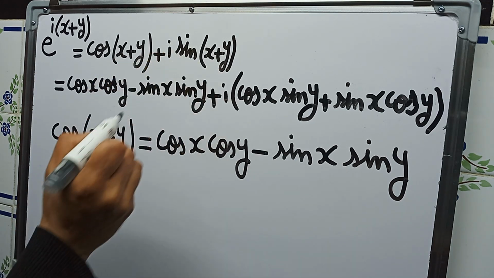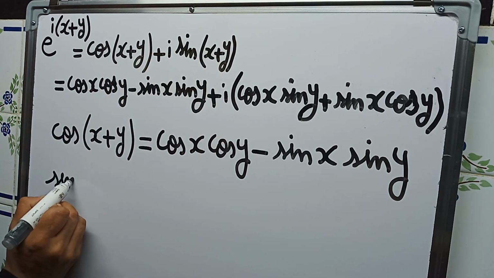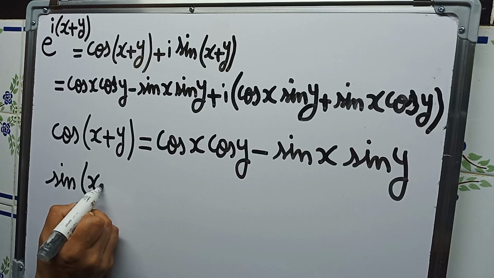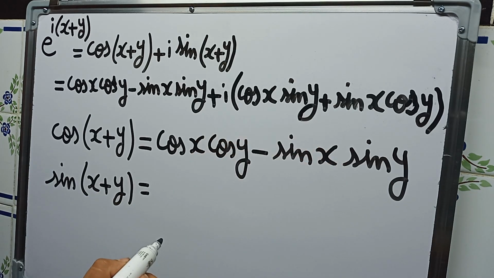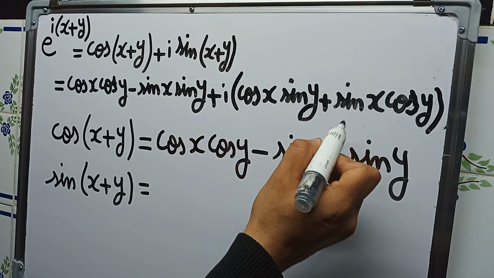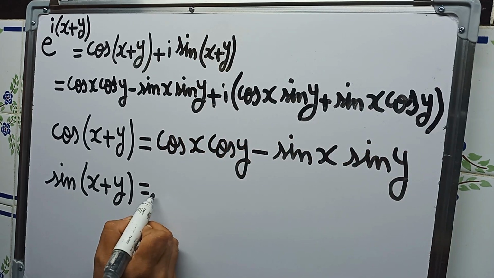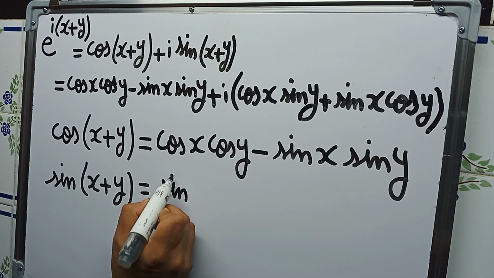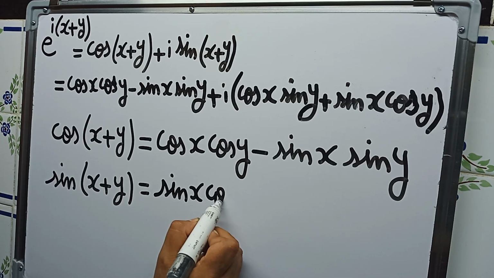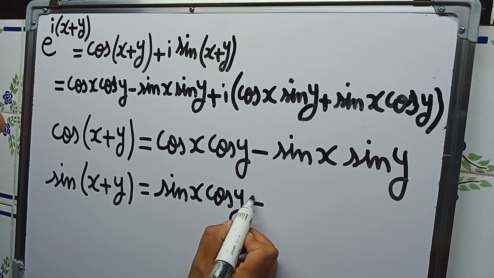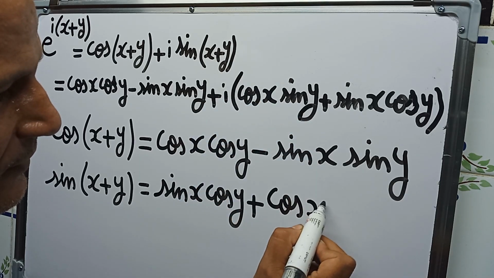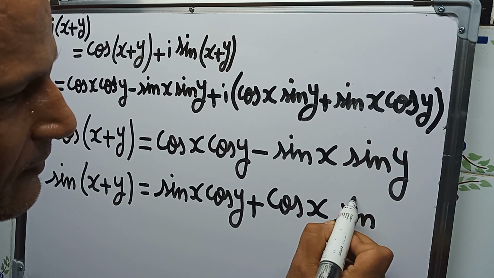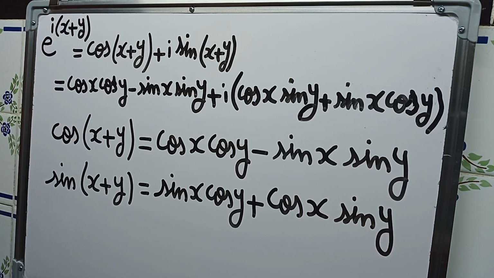and sine(x+y), the imaginary part of the first number, is equal to the imaginary part of the second number, cosine x sine y plus sine x cosine y, or starting with sine x cosine y, just rearranging, plus cosine x sine y. And this, of course, concludes our problem.